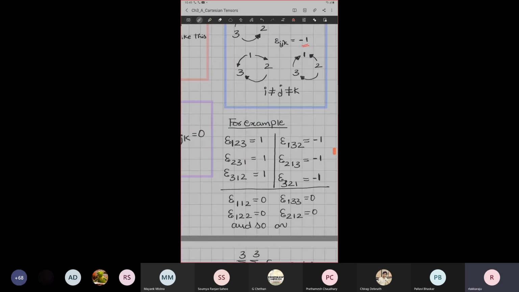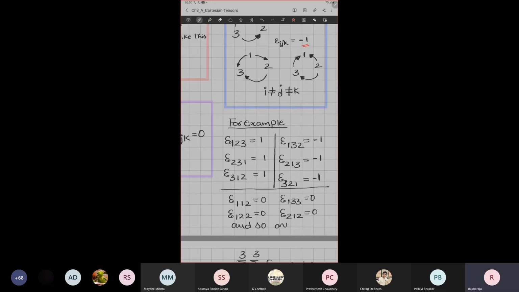epsilon 1, 2, 3 is equal to 1. Epsilon 2, 3, 1 is also 1. Epsilon 3, 1, 2 is also 1, because they are in the same direction. Whereas epsilon 1, 3, 2, instead of 1 followed by 2 and 3, we have a flip. That value is -1. Epsilon 2, 1, 3: 2 followed by 3 is supposed to be there, but there is a flip. Value is -1. Epsilon 3, 2, 1: after 3, there's supposed to be 1, then 2, but there is a flip in direction, -1.